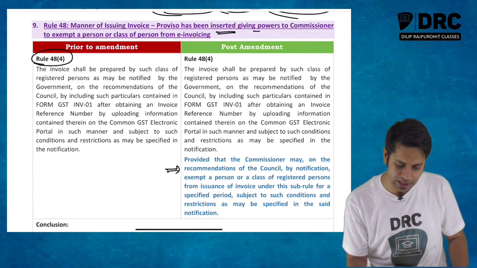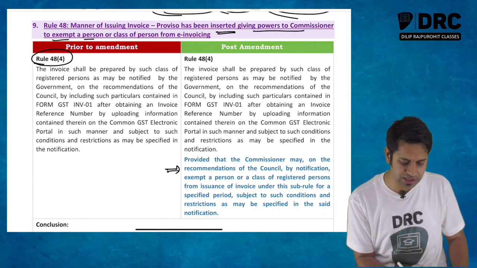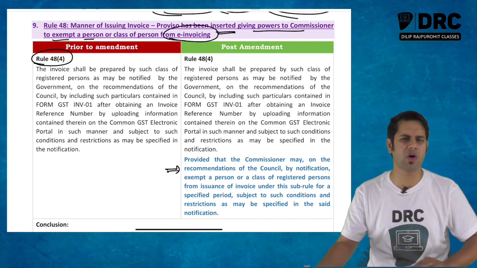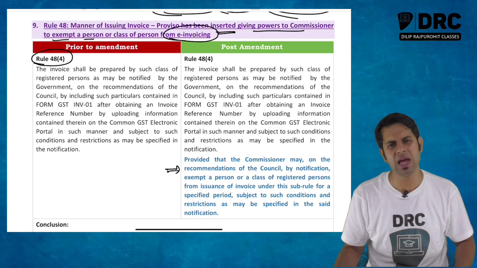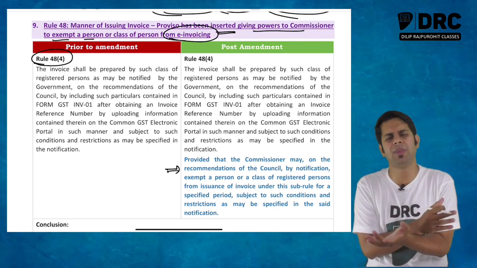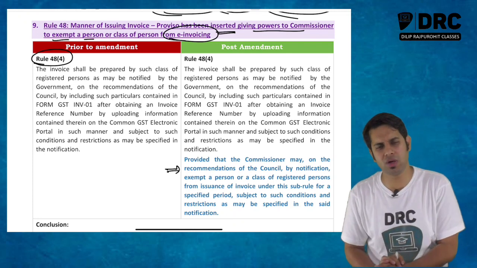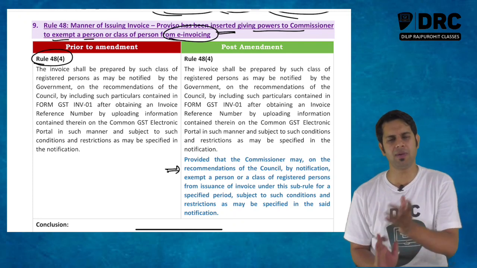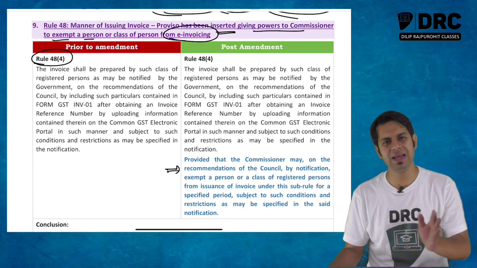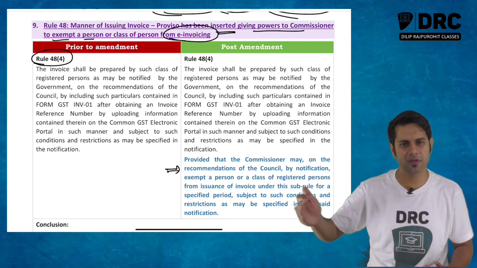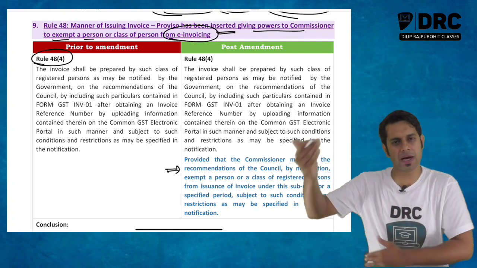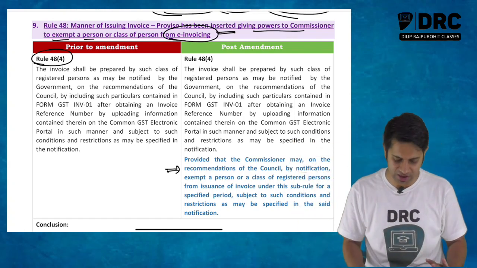The proviso has been added giving the power to the commissioner to exempt a class of persons from e-invoicing. Now, e-invoicing provisions were there, wherein if your turnover is more than 500 crore in any of the previous years starting from 2017-18, the day GST started, then you are required to do e-invoicing from 1st of October. Other amendments are applicable for your next exam. Let me not talk about it.